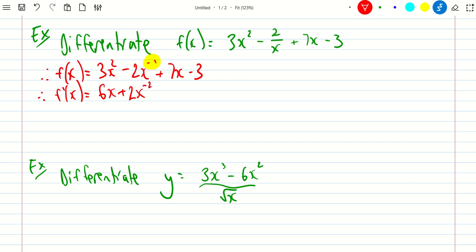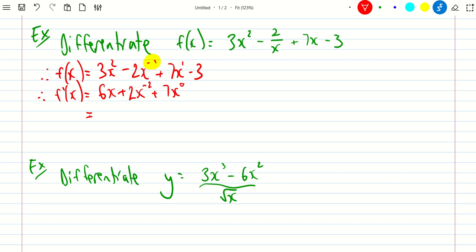Now, next bit, 7x. That's effectively 7x to the power 1. So that 1 comes down the front, which is just 1 times 7, so that stays as 7. Plus 7x, that 1 subtract 1, 1 take away 1 is 0, so that's 7x to the power 0. And negative 3, constants always become 0. When you take the derivative of any constant, any number, decimal, fraction, square root, it doesn't matter what it is, it always becomes 0. So that's all it is there.